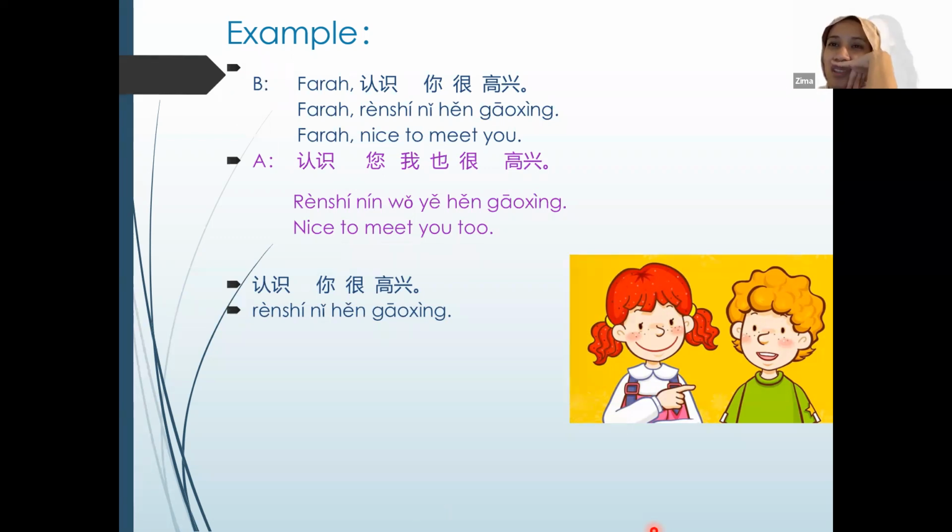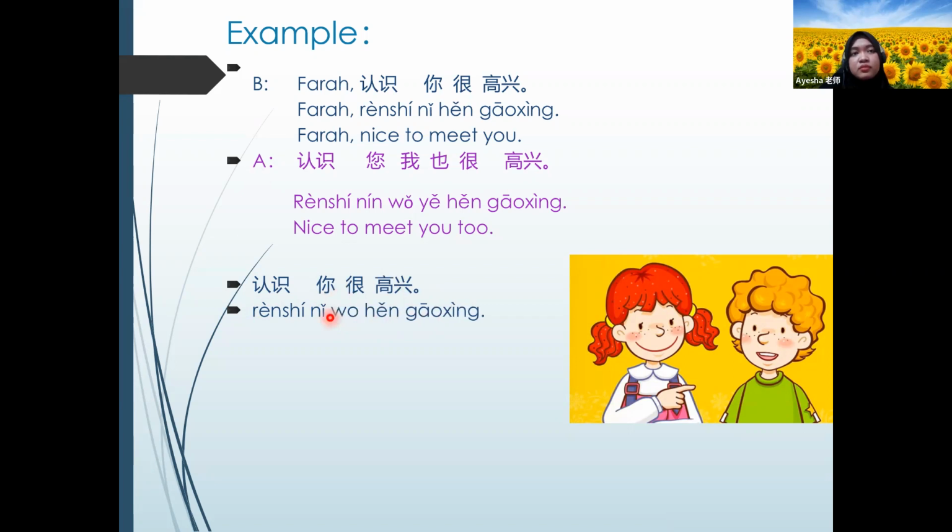So it should be I, right? Correct or not? So therefore, where should I put the I? 我, where should I put it? Before who is very happy here? I. Who is very happy here? I, right? So it should be in front of 很高兴. Correct or not? Okay.